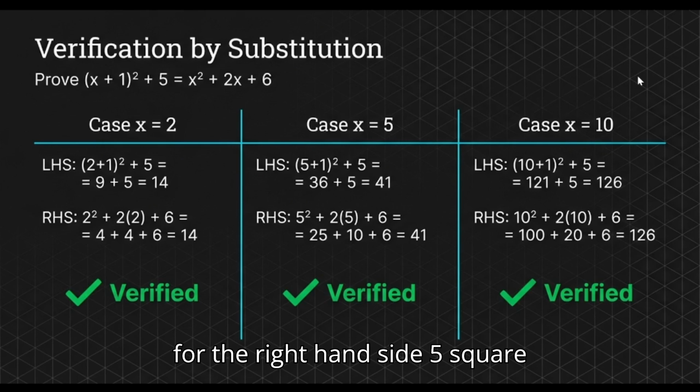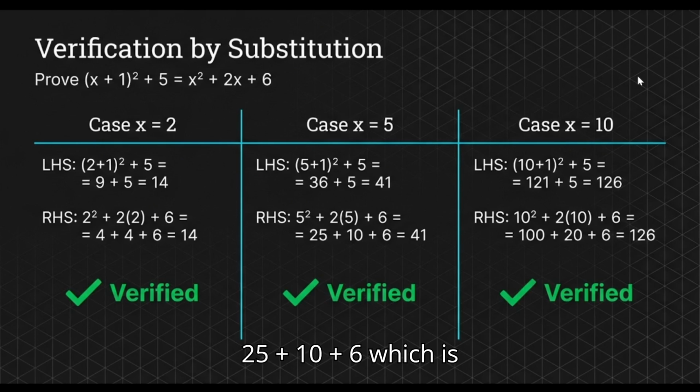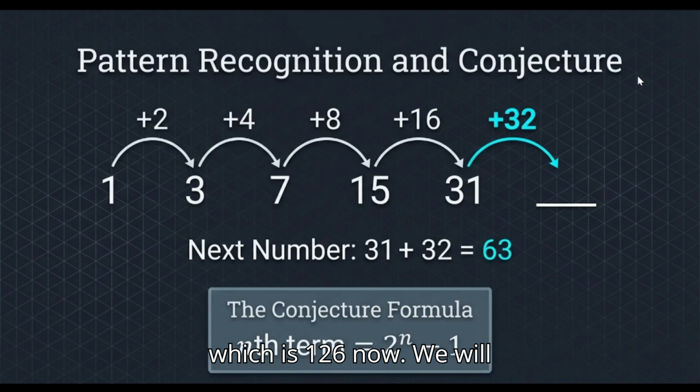And for the right hand side, 5 square plus 5 into 2 plus 6, that is 25 plus 10 plus 6, which is 41. So verified. And for the last case, if x is equal to 10, (10 plus 1) whole square plus 5 is equal to 121 plus 5, and that is 126. For our right hand side, 10 square plus 2 into 10 plus 6, that gives us 100 plus 20 plus 6, which is 126. Now we will move on to pattern recognition and conjectures.